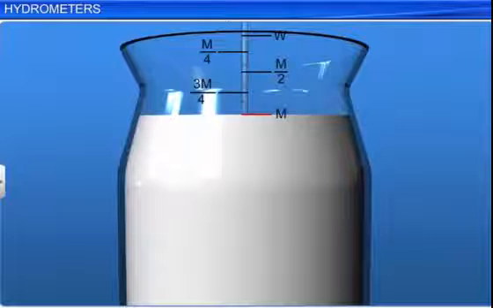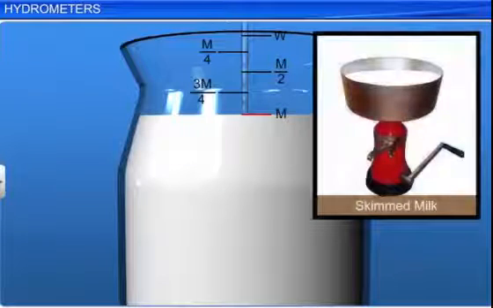It is important to note that if the milk is skimmed, then the lactometer cannot detect its purity. This is because once the lighter fat particles are removed from milk, its density increases.